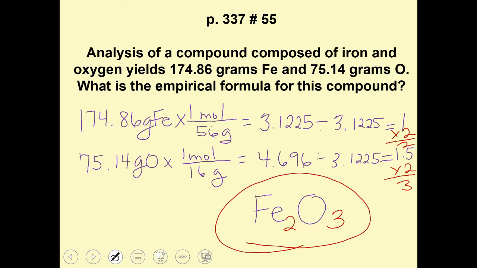That's that, I think, hematite that was in the one other question of the previous homework.